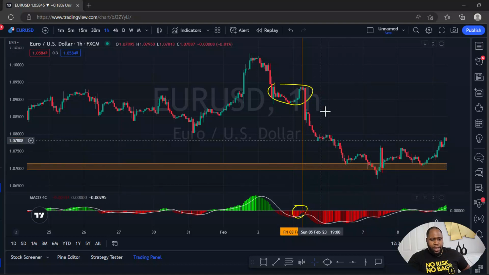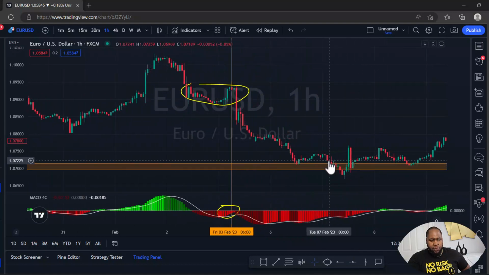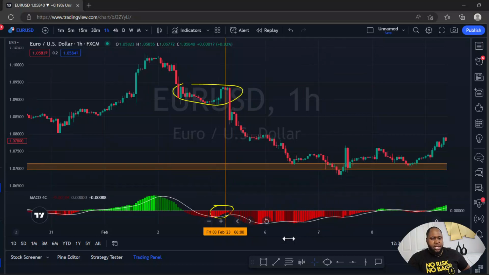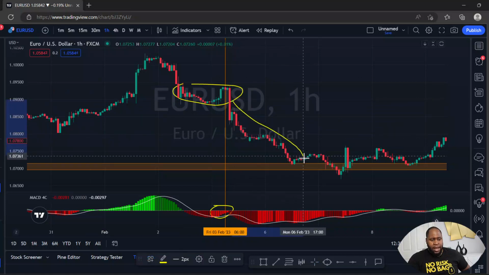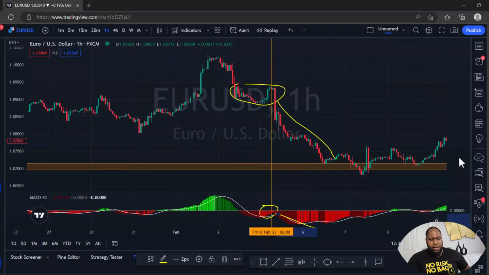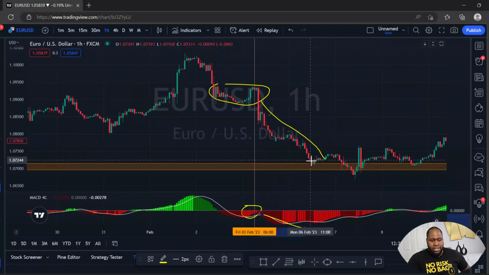Okay, so now we hit this area of support over here, and I want you to notice what's happening. Again, let's take a close look at what's happening to the MACD. So we get to this area, we get to this downtrend, and as expected, we also have the histogram moving downwards on the MACD. Fine, makes sense. However, we get to this area over here.